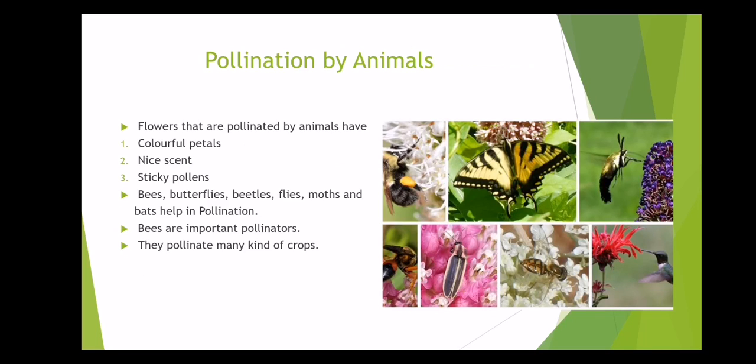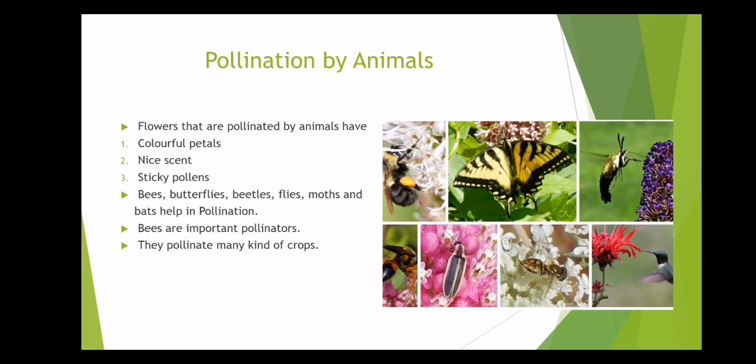Pollination by animals. Flowers that are pollinated by animals have colorful petals and a nice scent to attract the animals. These qualities attract the animals to the flower, and the animal may be attracted by the pollen or the nectar.